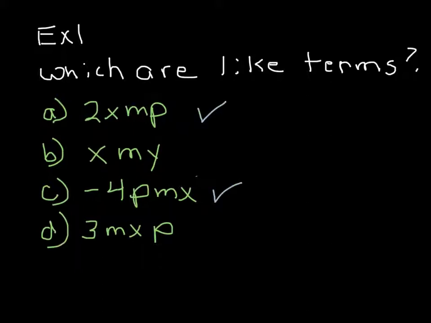So notice I have the same combination of letters in A and C. Now they're not in the same order, but they don't need to be. So I have an XMP in the A, and I have an XMP in the third one. Now, do I have an XMP in the last one? And I do. So our answer to this is that A, C, and D are all like terms. The one that's different is B. That is not like terms to the others.